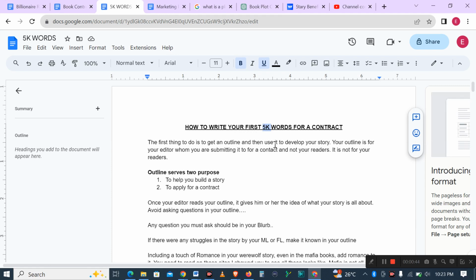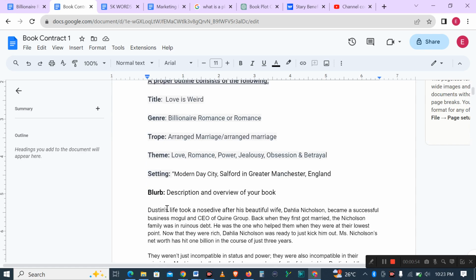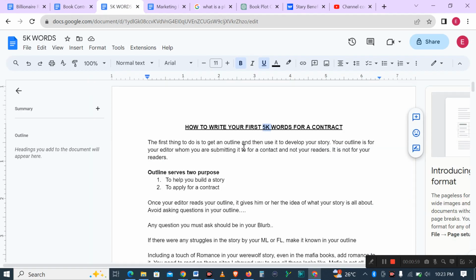So for you to apply for a contract, your outline, the blurb, theme, and everything must be up to what, 5,000 words. All right, they must be up to 5,000 words. So the first thing to do is to get an outline, and then use it to develop your story.